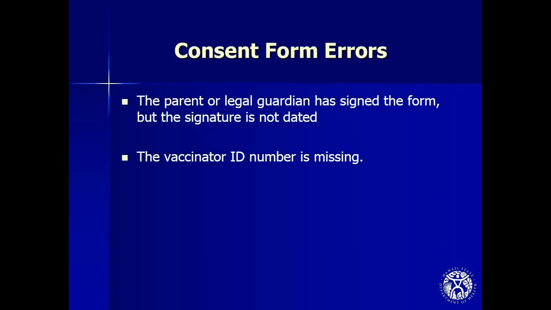Other errors commonly seen on the consent forms include: the parent or legal guardian has signed the form, but the signature is not dated, or the vaccination date, site, and lot number label are provided, but the vaccinator ID number is missing.